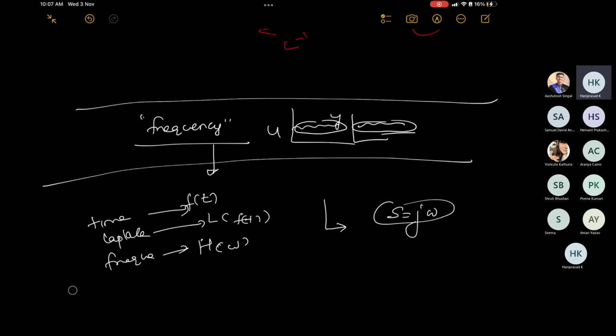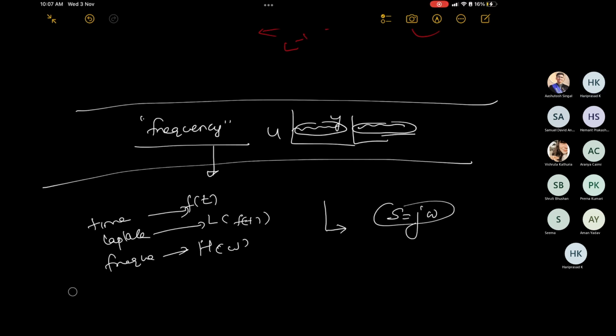We also looked at why this is happening: because of the connection, or synergy, between the Fourier transform and the Laplace transform, we are able to attribute this connection.